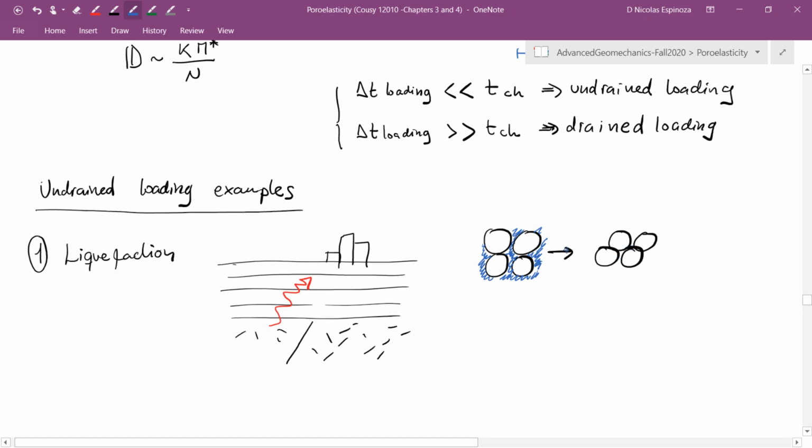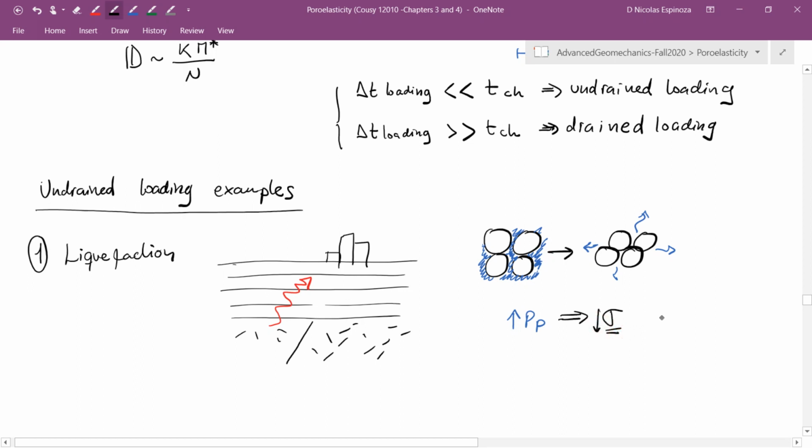So that when these grains accommodate and find the lower porosity, this water has to escape from there. And if it can escape, what is going to happen is that the pore pressure is going to increase. And if the pore pressure increases, that means that the effective stress is going to go down. And let's try to follow this story. So if pore pressure increases, this is going to mean that effective stresses are going to go down.